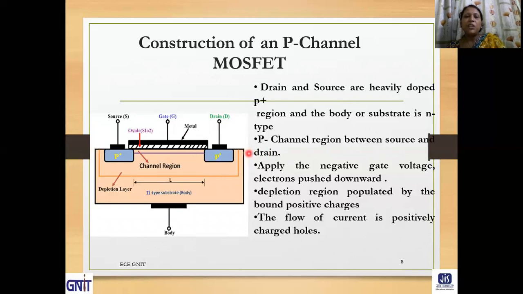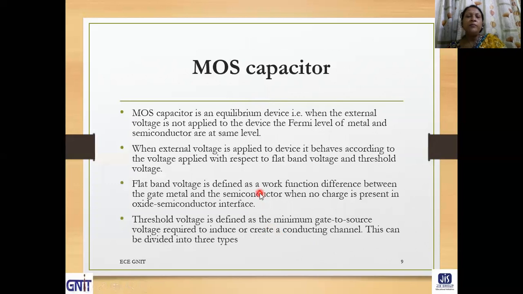Similarly, for P channel MOSFET, drain and source are heavily doped P plus regions, and the bulk substrate is of N type. This is the P channel region between source and drain. Apply the negative gate voltage, electrons are pushed downwards. The depletion region is populated by the bound positive charges. This is the depletion region inside the channel. The flow of current is due to positively charged holes.